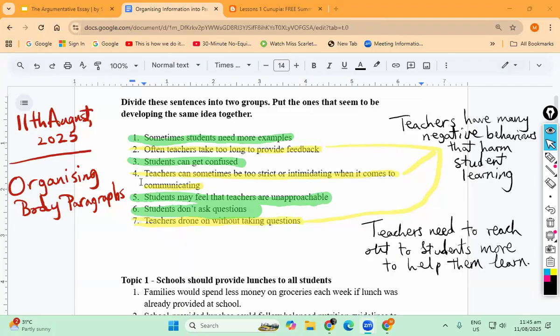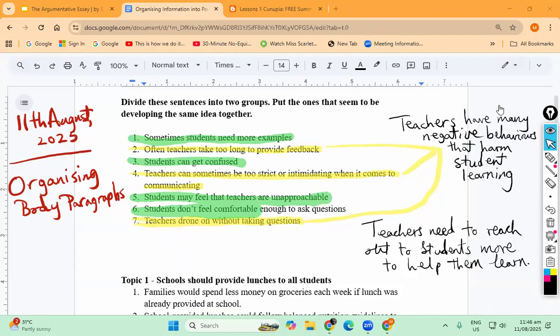All right. Sometimes students need more examples. Students can get confused. Students may feel that teachers are unapproachable. Students don't ask questions. I'm going to put in a phrase here. Don't feel comfortable enough to ask questions, right? Because you have to be kind of brave to ask a question and to volunteer an answer, right? That involves some level of bravery.